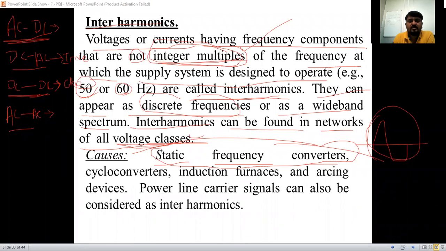Okay. So rule number 1, Shraddha. Ambule Shraddha, are you there? Yes, sir. AC to DC, can you tell? Daily use, all of you people are using these AC to DC converters. Every day you are using this AC to DC conversion.